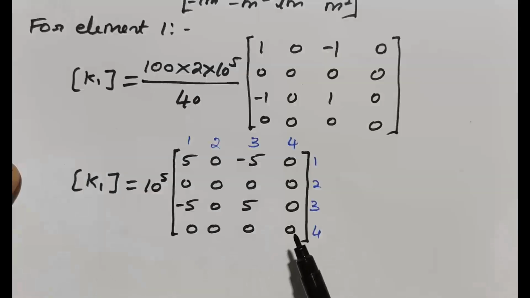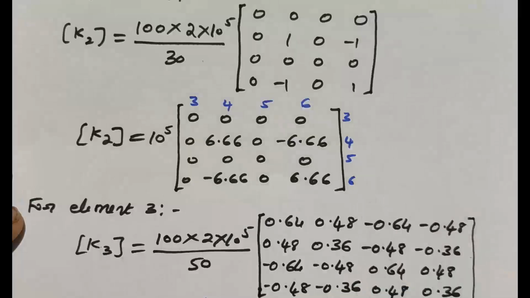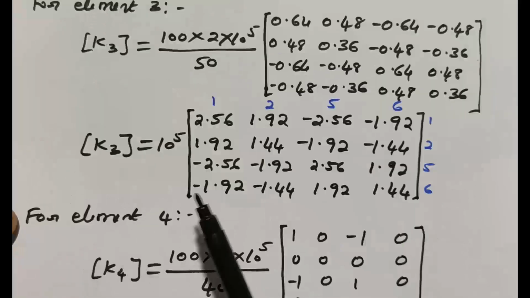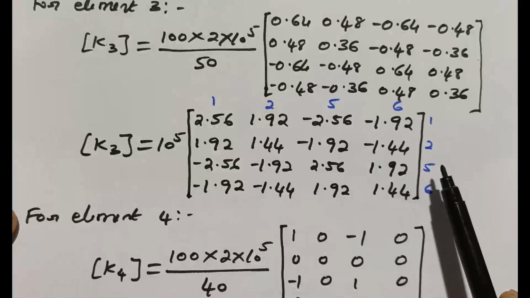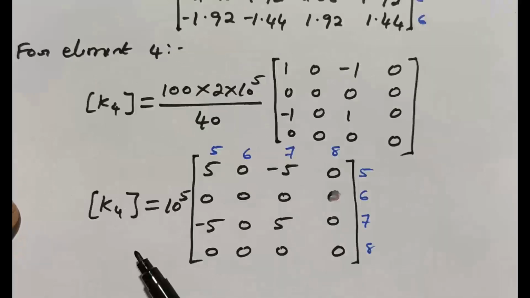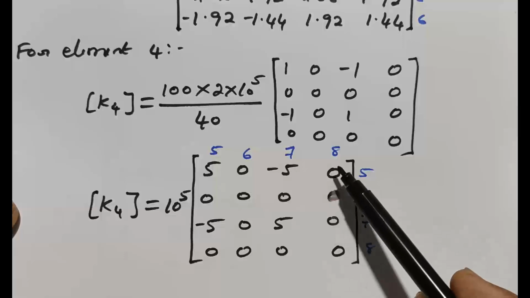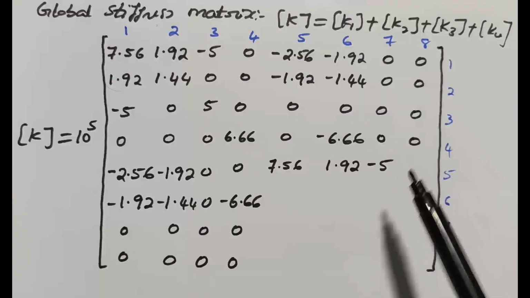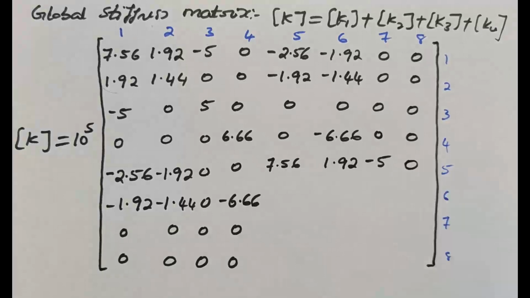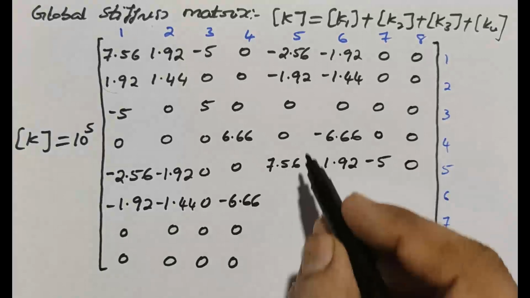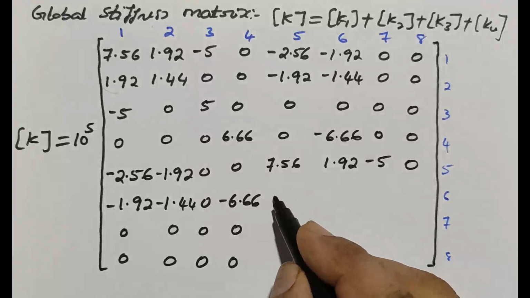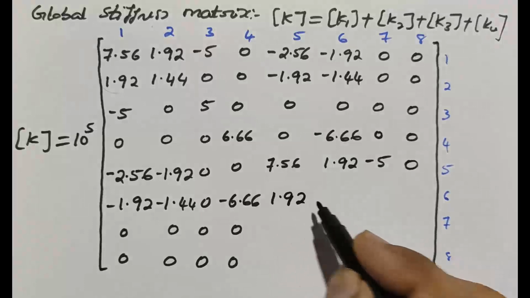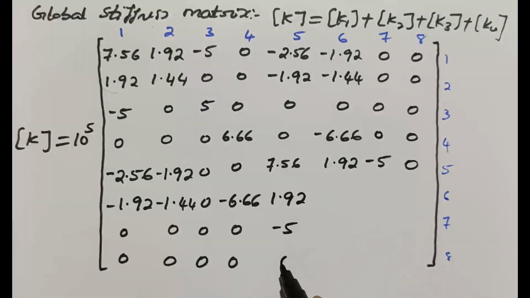In K1, K2 and K3 we don't have any element corresponding to 8 and 5. In K4 the element corresponding to 8 and 5 is 0. Therefore the element corresponding to 8 and 5 is 0. Next, due to symmetry I can write the fifth column as 1.92, minus 5, 0.